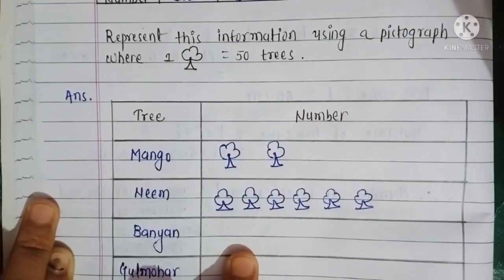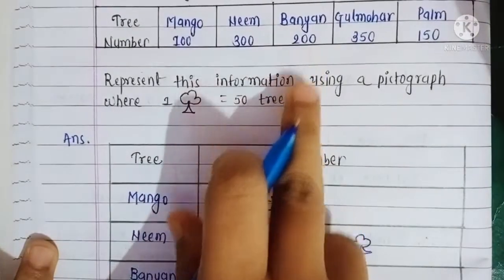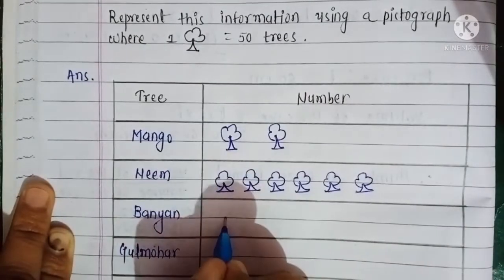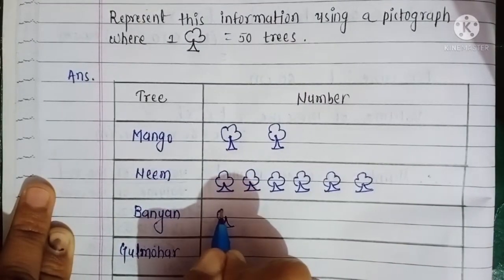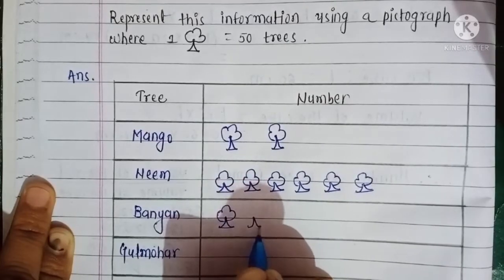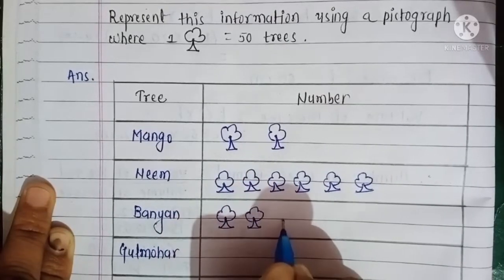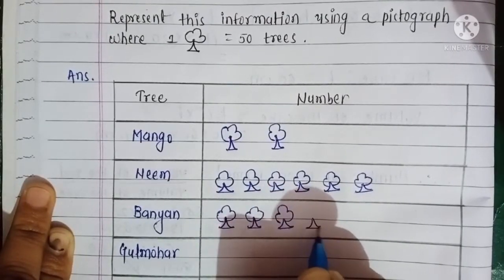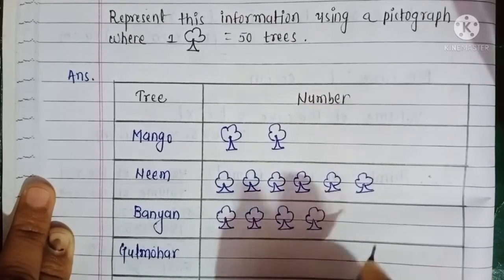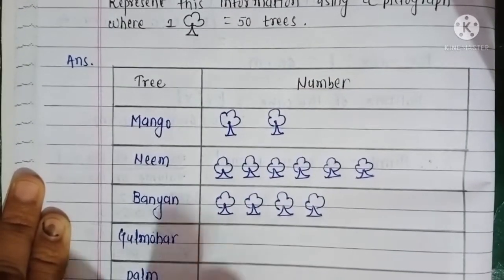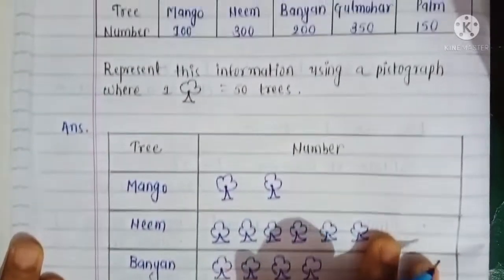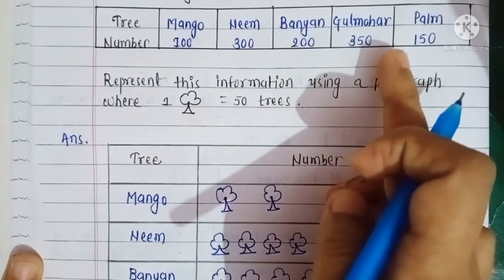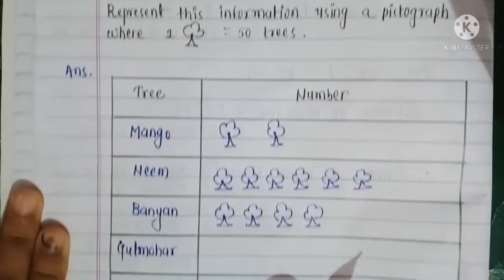Next, banyan. Number of banyan tree is 200 and 54s are 200. So we drew 4 tree symbols. Next, gulmohar. Here, number of gulmohar is 350 and 57s are 350. So we drew 7 tree symbols.